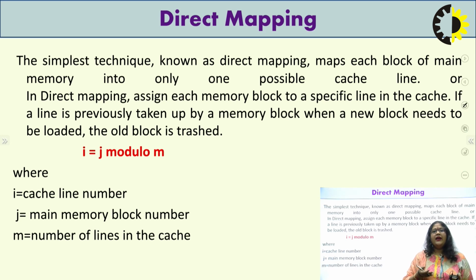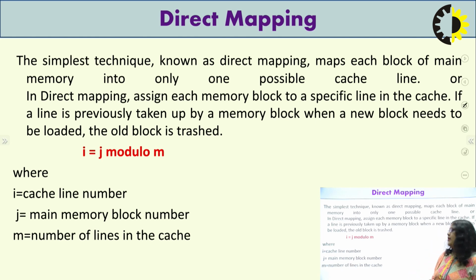How do we define the specific line in the cache? That is defined by the formula i equals j modulo m, where i represents the cache line number, the cache line to which that main memory block is transferred. j is the main memory block number, and m is the number of lines in the cache. So basically it is i equals j modulo m.